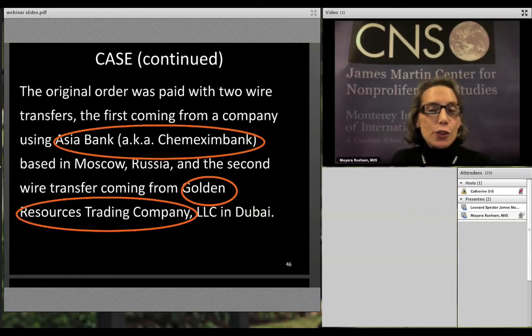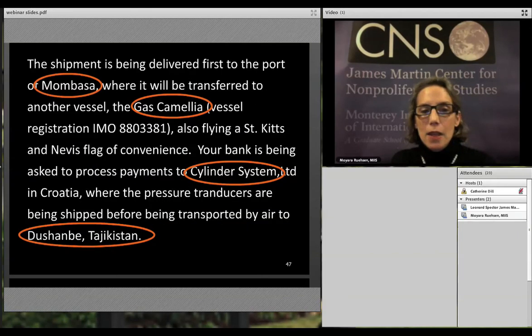If you also did a Google search on Asia Bank or Chemexim Bank, you would find that this is not a Russian bank. It's actually an Iranian bank, and it is indeed on the U.S. sanctions list. And the same is true for Golden Resources Trading Company. It's also a company that's on the U.S. sanctions list. Note that I did not circle Dubai in the previous slide, and that's because while I joke with my students that all paths lead to Dubai, Dubai is the most important transshipment point in the Middle East and a very big re-export center. So there's nothing unusual about it, but that particular company was definitely high risk.